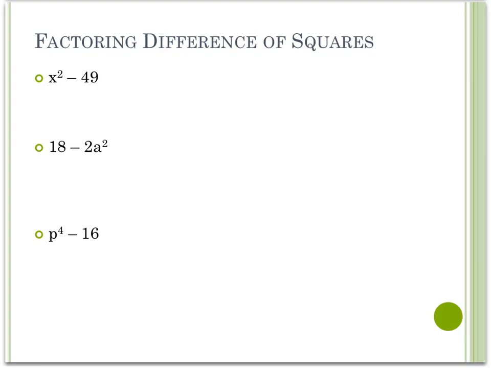So here are three problems we're going to look at. X squared minus 49. As a difference of squares, we take the square root of the first term, which is x, and the square root of the second term, which is 7. So we recognize this as x plus 7, x minus 7, and we're done.